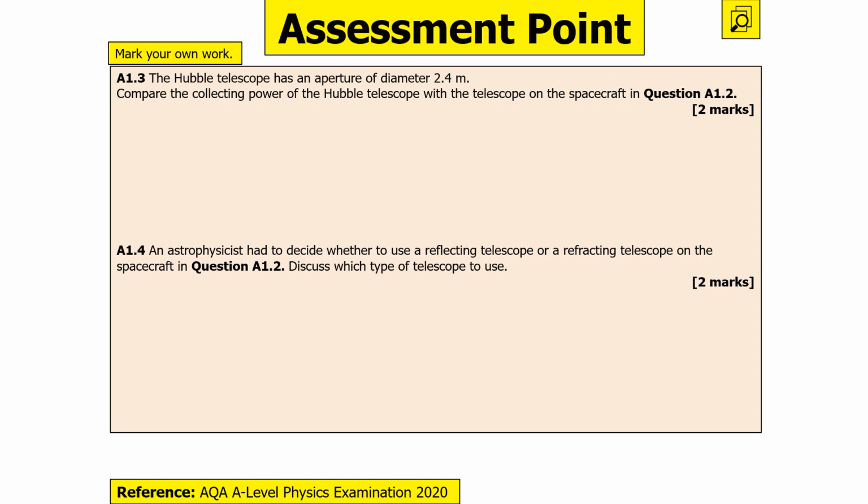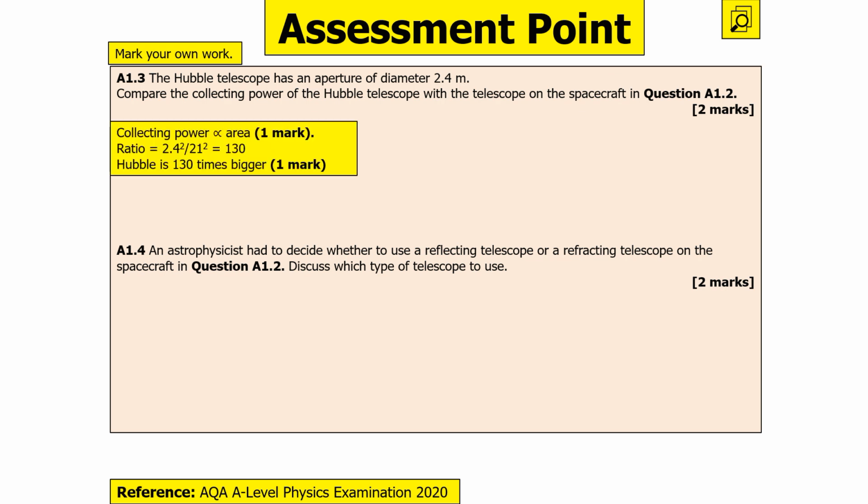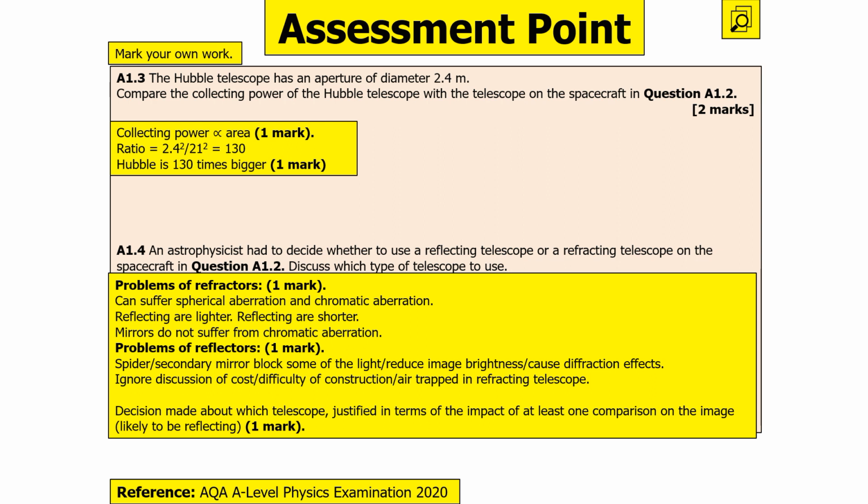Now in this next one, collecting power is proportional to area, so it's a ratio of the diameters squared, so it's 2.4 squared over 21 squared, which is 130, so it's 130 times bigger. Now the problems of refractors are that they can suffer spherical aberration and chromatic aberration. Reflectors are lighter and reflectors are shorter, so therefore the mirror wouldn't suffer from chromatic aberration. But an issue with reflectors is that the secondary mirror could reduce the brightness, block out some of the light, and cause diffraction effects as well. So you've got to pick which one based on the comparison, but it really should be the reflector.